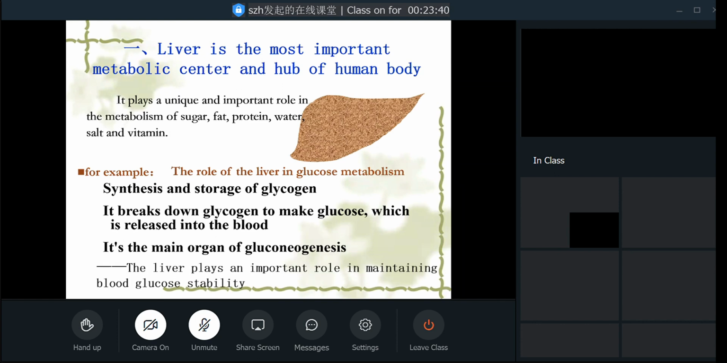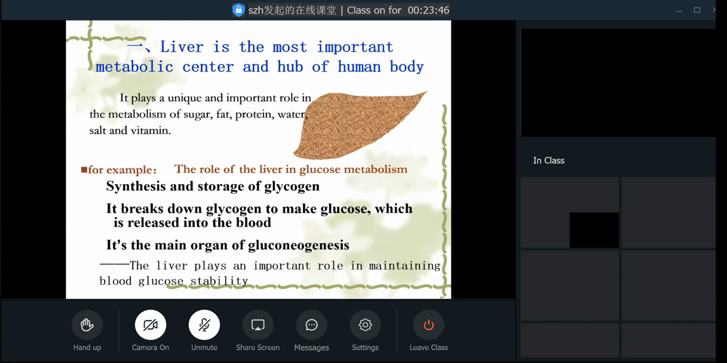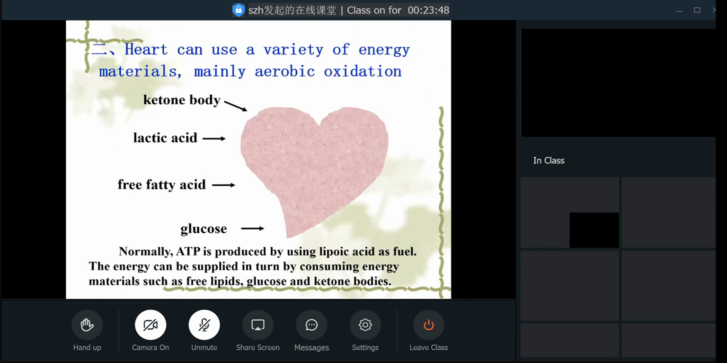So the liver plays an important role in maintaining blood glucose stability. We all finished that. And second, the heart. The heart can use a variety of energy materials, mainly through aerobic oxidation: ketone bodies, lactic acid, free fatty acids, glucose, and so on.